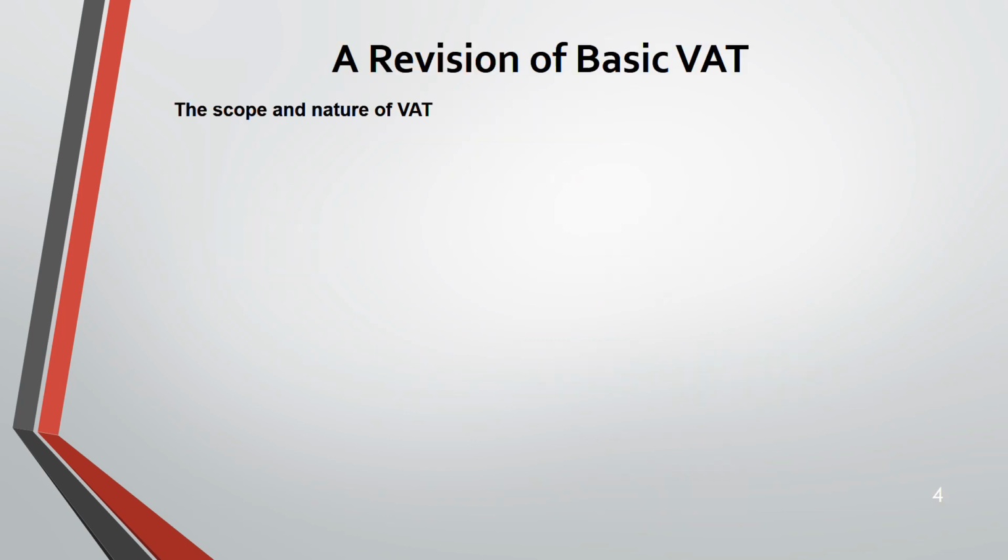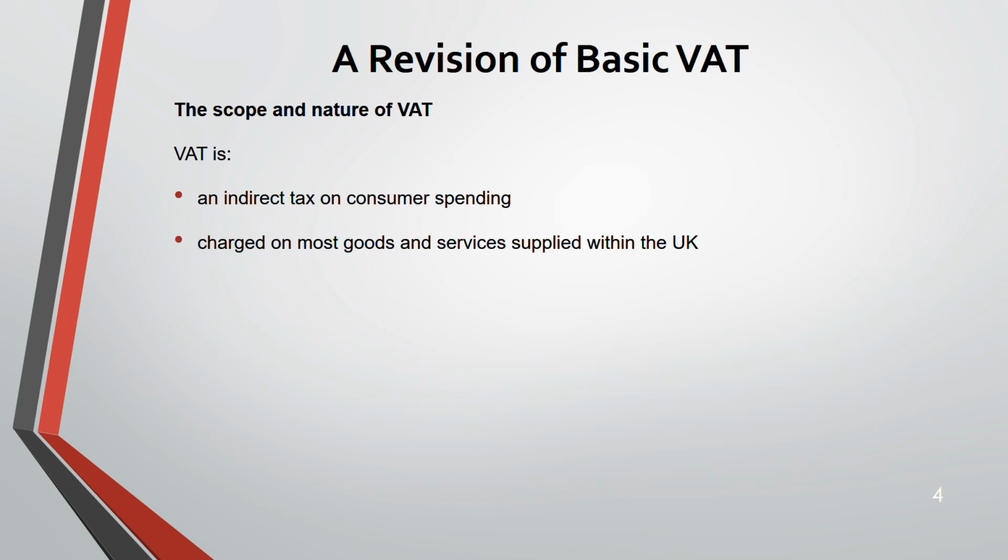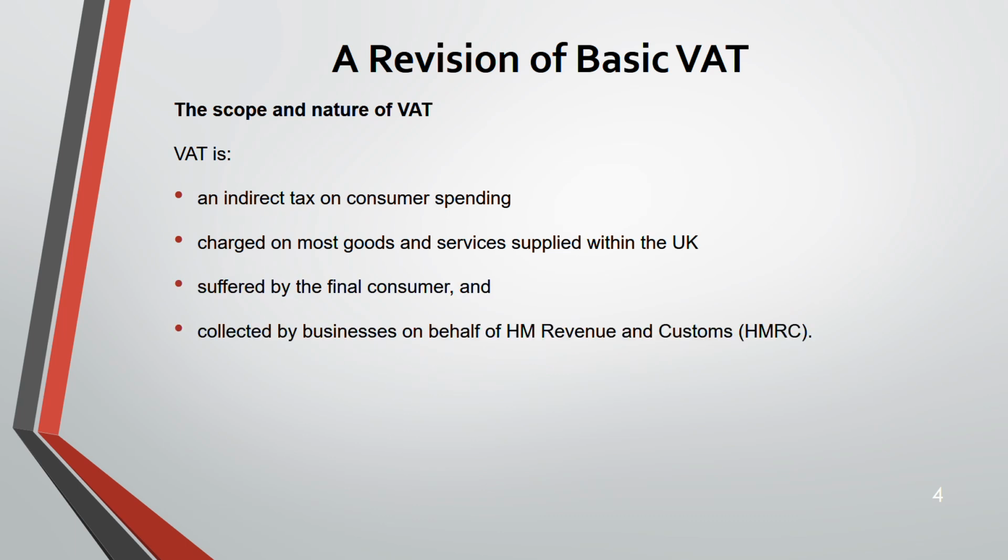Now, the scope and the nature of VAT. So what is VAT? VAT is an indirect tax. Remember all the tax till now that we were covering: income tax, capital gain tax, inheritance tax, corporation tax are all direct tax except VAT. VAT is an indirect tax, and this is on consumer spending. It is charged on most goods and services supplied within the UK. It is suffered by the final consumer, and it is collected by businesses on behalf of HMRC.